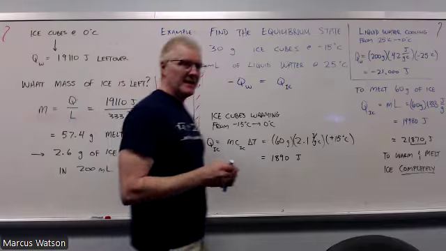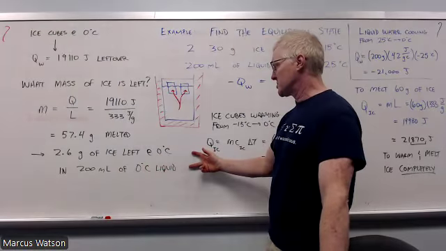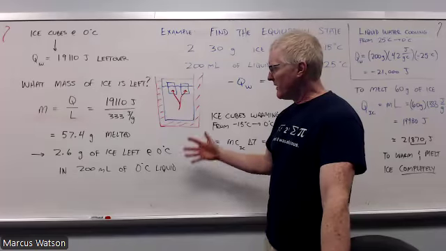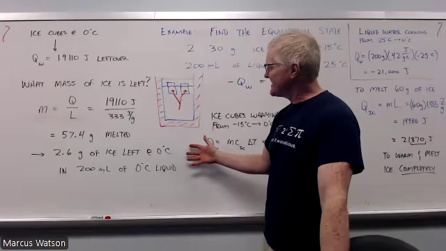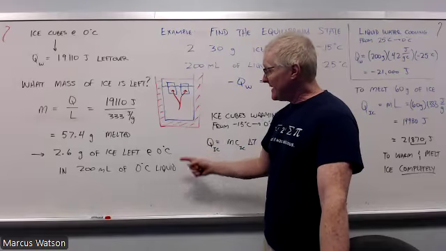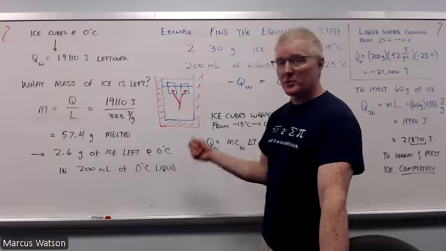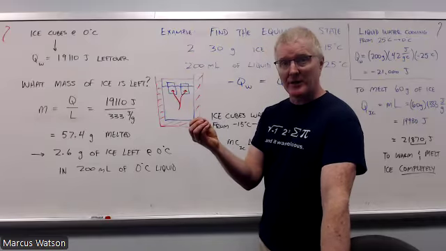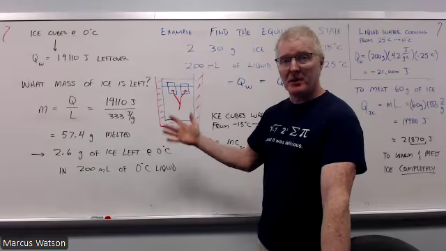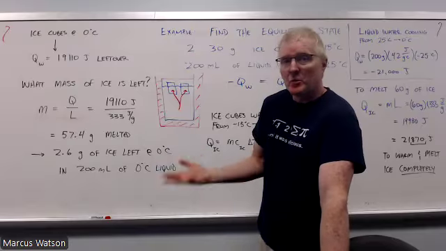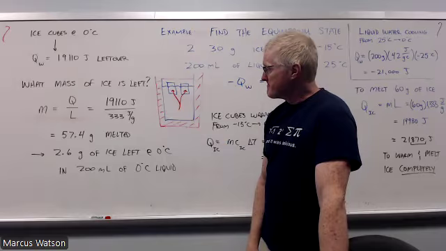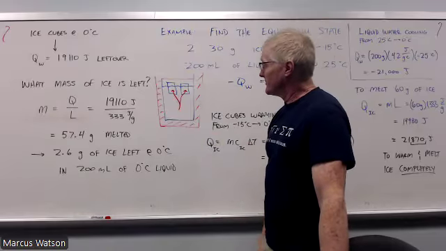All right, so I feel like that statement describes the equilibrium final state reasonably well. I've got 2.6 grams of ice left over. It's at 0 centigrade, and it's in 200 mils of liquid water, which is also now at 0 centigrade. And everything shuts off because the temperatures are equal, so there's no more heat transferring. So I think that's the final state.